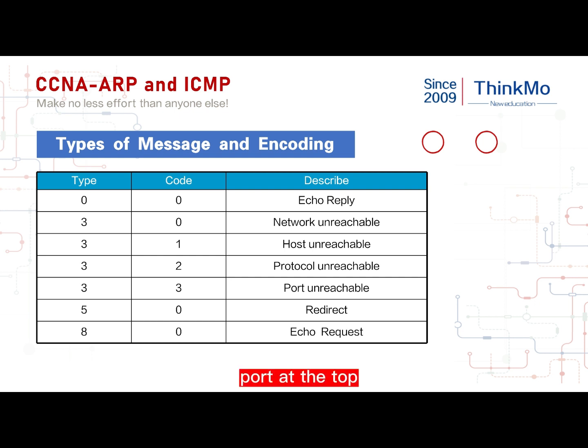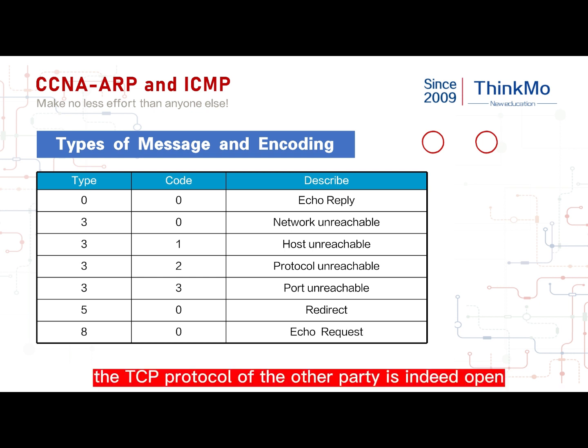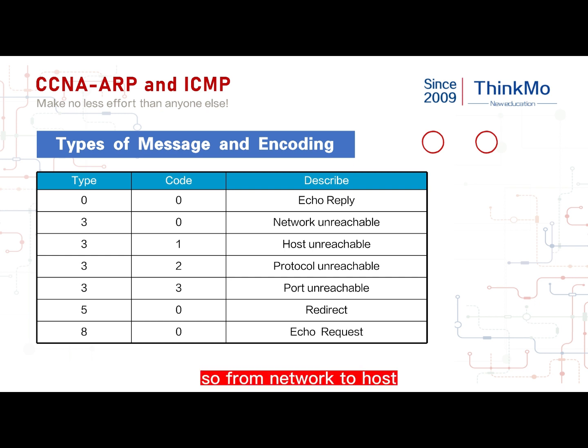investigation. Now the port. I can access the TCP protocol. Suppose I access the other party's port 80, with my local port being 1027, a local port greater than 1024 chosen randomly. The TCP protocol of the other party is indeed open, but the HTTP web service is not open. That is port unreachable. So from network to host, to protocol, to port, it gets more and more detailed layer by layer.